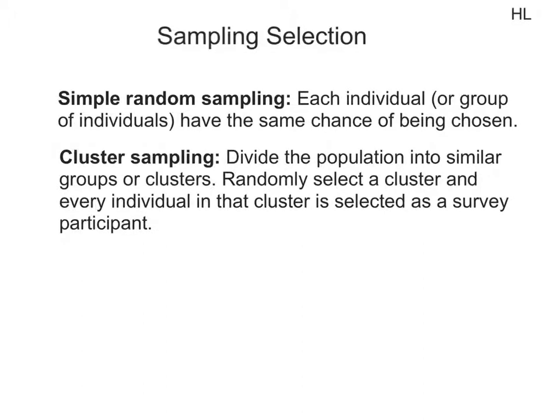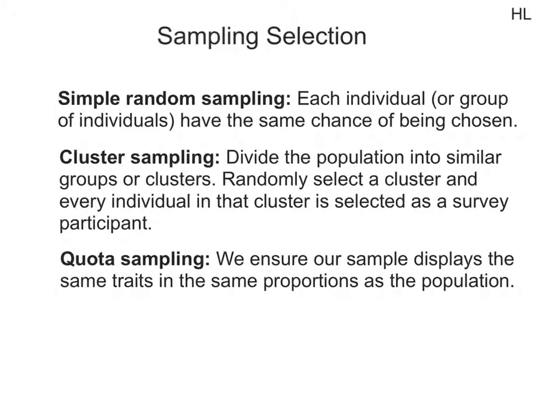The next method is cluster sampling. In cluster sampling, we divide the population into similar groups or clusters. We then choose a cluster randomly, and every individual or item in the cluster is picked for the sample. Note that clusters are chosen so that they are similar to each other in size and makeup.